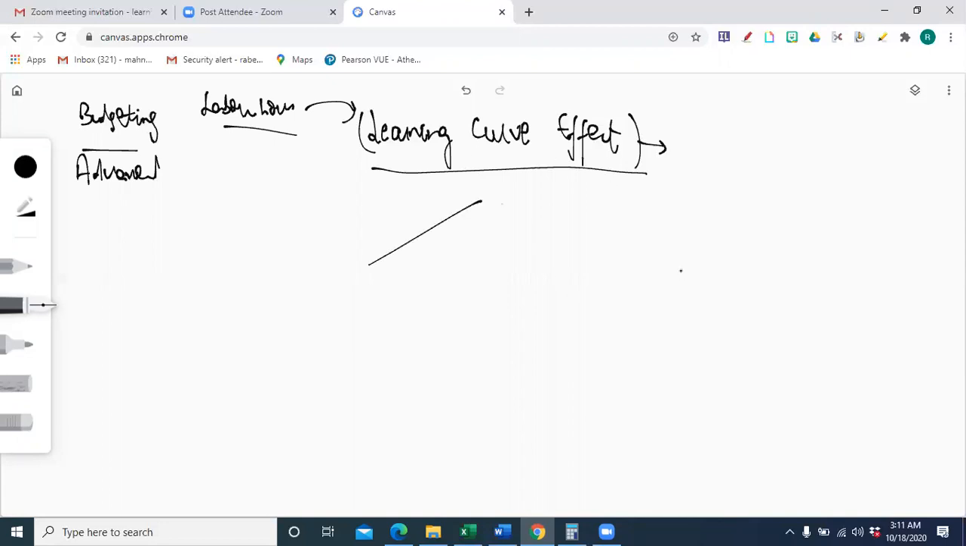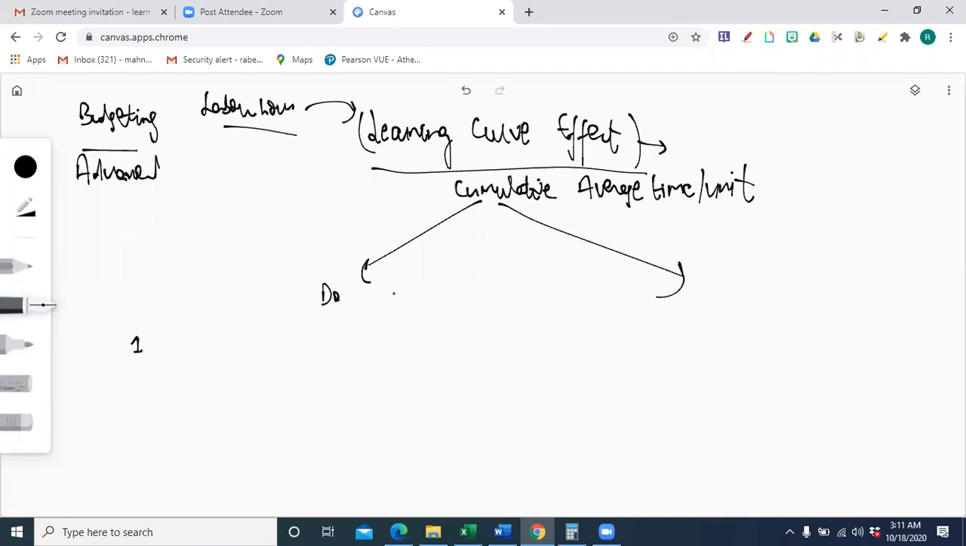And there are two methods, I would say, that are used to calculate that cumulative average time per unit. One which says that as the output doubles, which is known as the double approach, and the other one is the incremental unit method, or the formula approach.